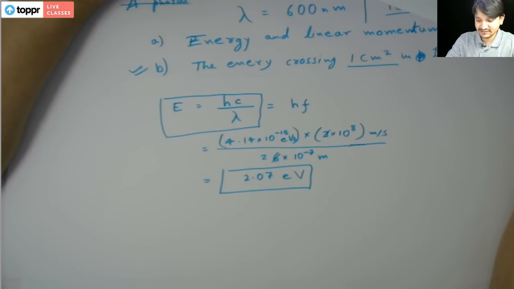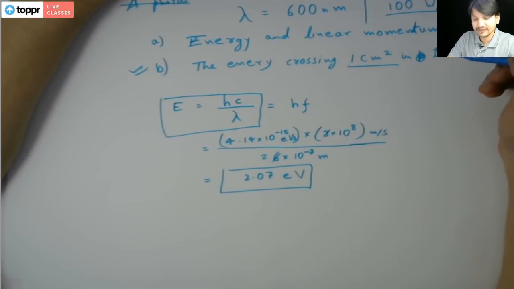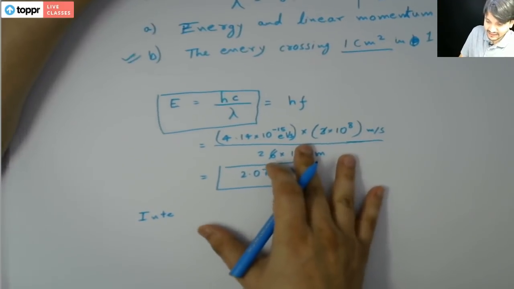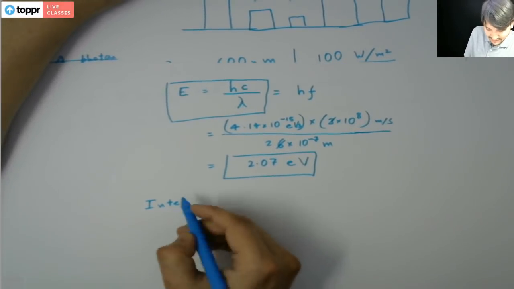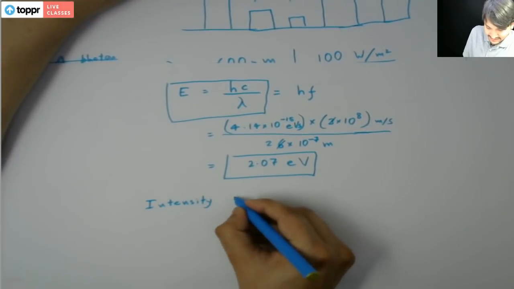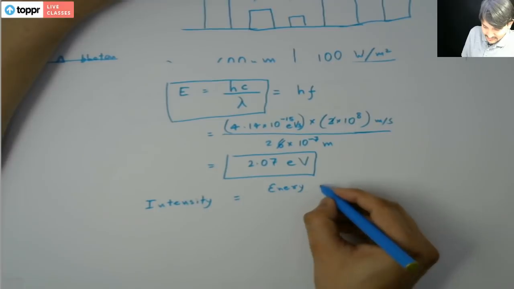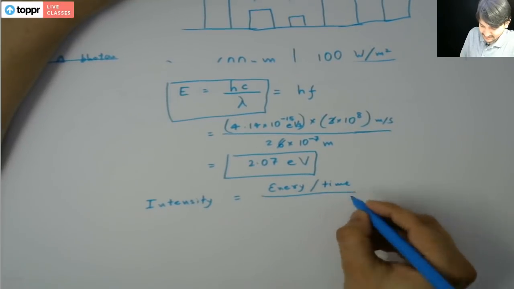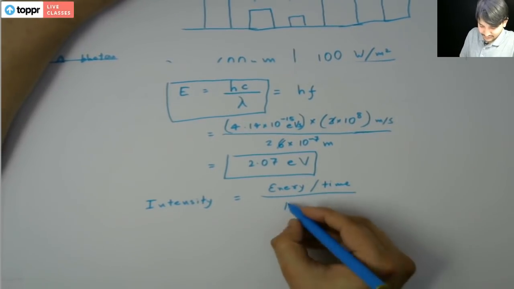The second part was the energy crossing 1 centimeter square, meaning the energy received per centimeter square in 1 second. So what is intensity? We already have this value of intensity here, right? This is 100 watt per meter square, so we can use this value. But before that, what is intensity? Intensity equals energy per unit of time, meaning power delivered per unit area.